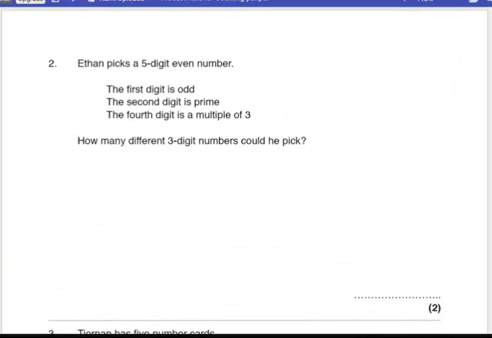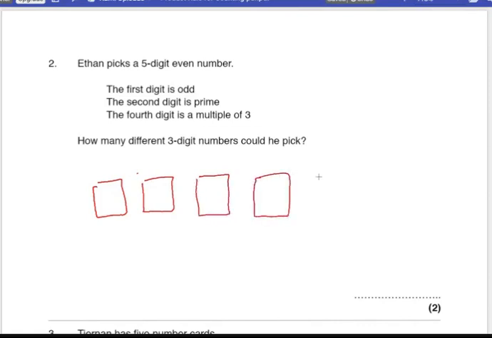Would it be 60? Let's investigate. So you can pick a 5-digit even number. The first digit is odd, the second digit is prime, the 4th digit is a multiple of 3. How many 3-digit numbers could he pick? Okay, so 1, 2, 3, 4, 5. So we've been told things about different numbers.